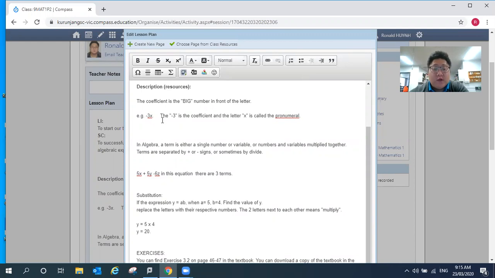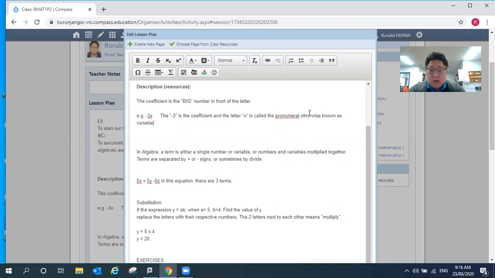The coefficient of a term, if you like, is the big number in front of the letter. For example, see here, -3x. That -3 is what you call the coefficient. And the letter x is what we call a pronumeral, otherwise known as a variable. Why is it called a variable? Because it could be any number. That's why they call it a variable.